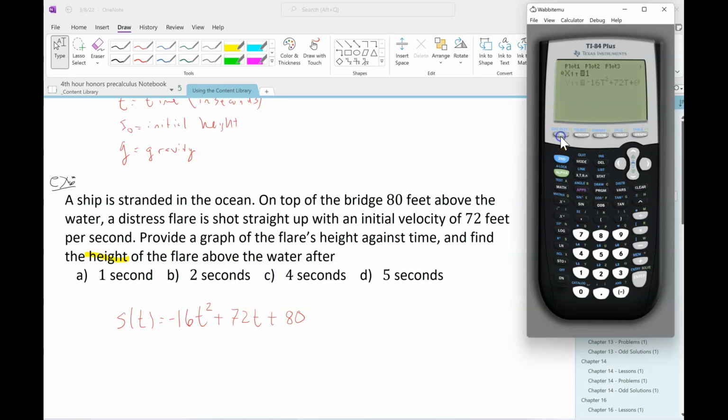No, it didn't. Yeah, Emma. What is the window again? Like what window should we have? I did 0 to 10 on x and then 0 to 200 on y.